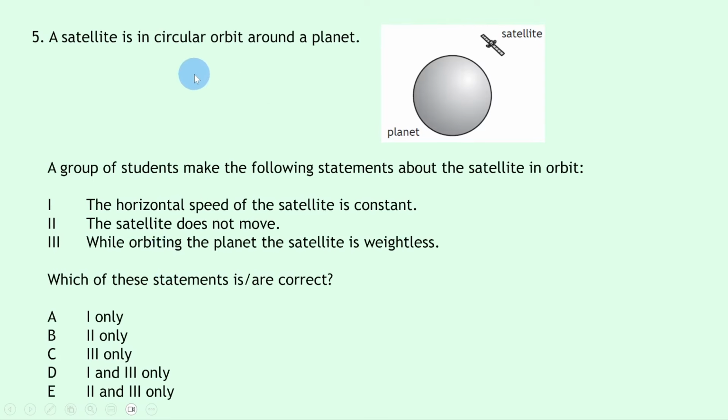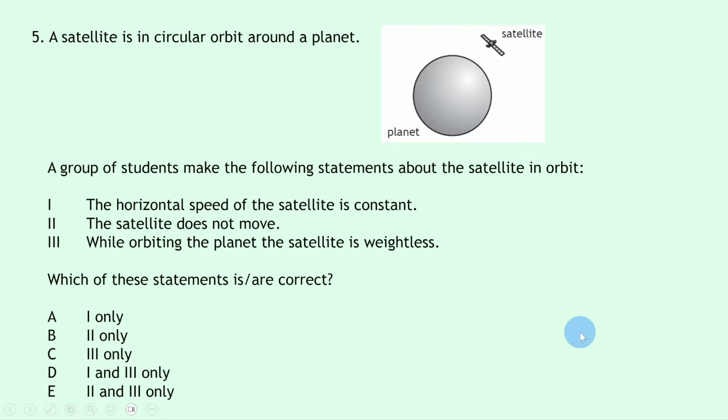Question 5 says a satellite is in circular orbit around the planet. A group of students make the following statements about the satellite in orbit. Statement 1 says the horizontal speed of the satellite is constant. Statement 2 says the satellite does not move. And lastly, statement 3 says while orbiting the planet the satellite is weightless. Which of these statements is or are correct?